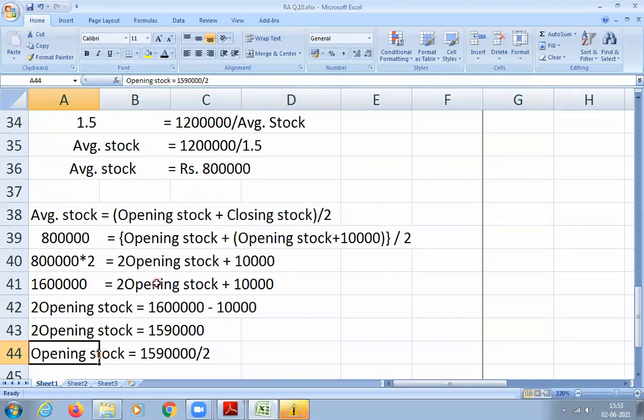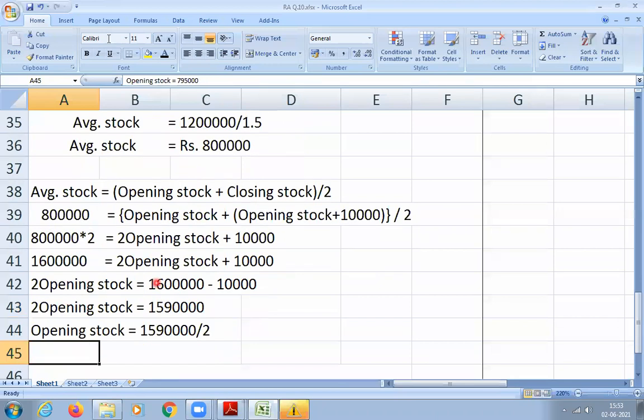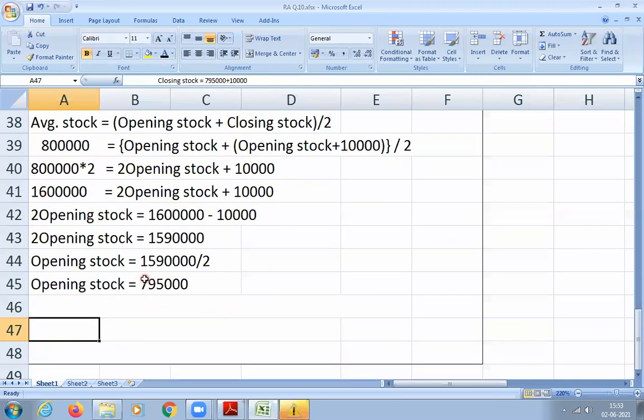All of you calculate. 7,95,000, that is 7 lakh 95,000. Everybody got it? Any doubt? So opening stock I got is 7 lakh 95,000. Now can I calculate closing stock? How will you calculate? 7,95,000 plus 10,000. Yes, very correct.